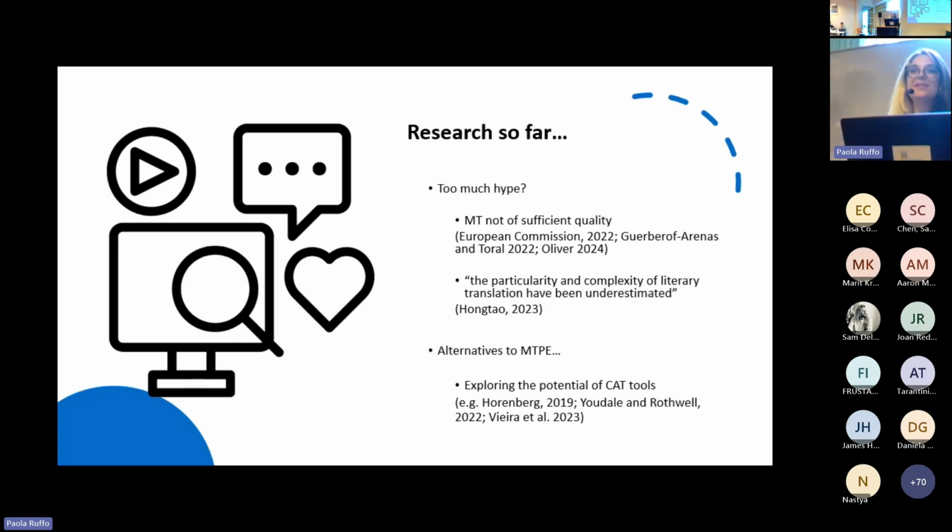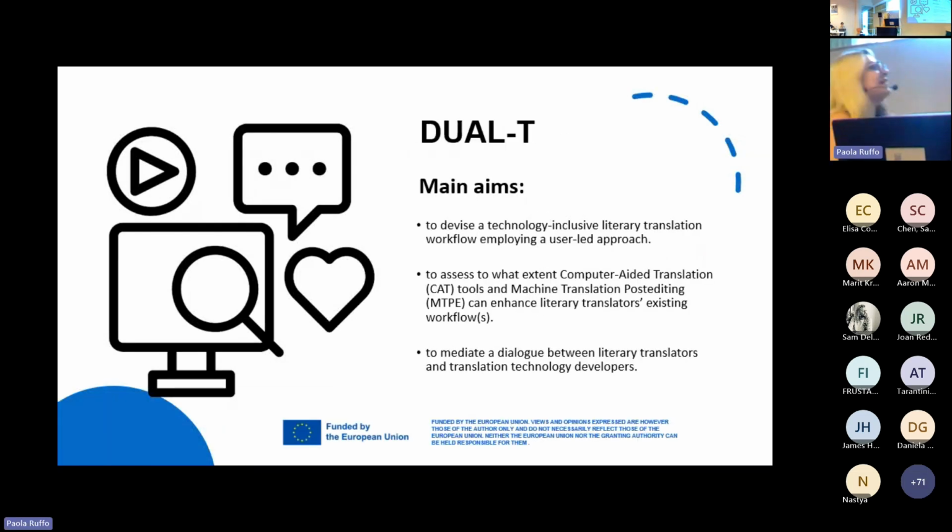But there are so many aspects, as Dorothy was also saying this morning, so many different aspects that we need to look at at the same time. And so, yeah, we're only getting started, basically. And this is where DLT comes in.